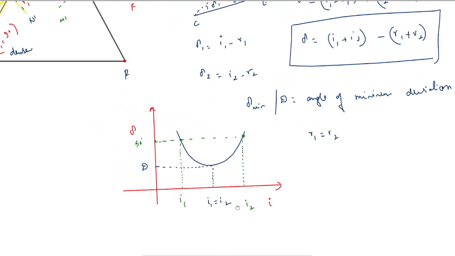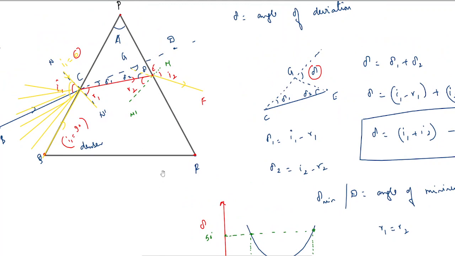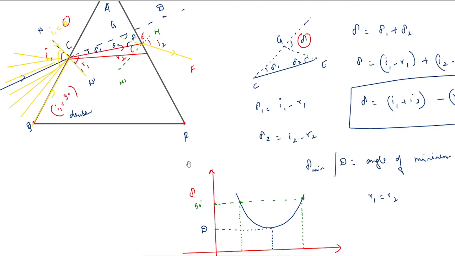Also, what happens is, in this case, when delta is minimum, the refracted ray, that is, this light ray which is refracted, moves or becomes parallel to the base of the prism. This happens only when the angle of deviation is minimum. So remember these points also.